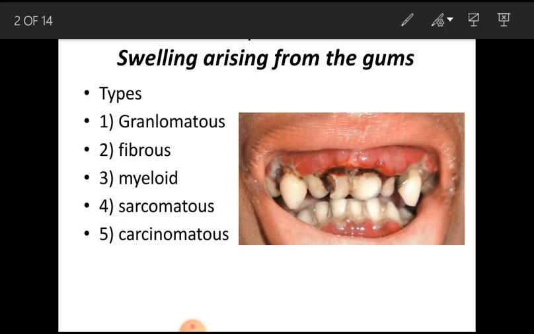So the epulis is the swelling of the gum. This is the most important item. MCQ question: the swelling of the gum is called epulis. The common MCQ question: swelling of the gum is called epulis. What are the types of epulis? Fibrous epulis, myeloid epulis, granulomatous, sarcomatous, and carcinomatous epulis, which is the epithelioma, squamous cell carcinoma of the gum.